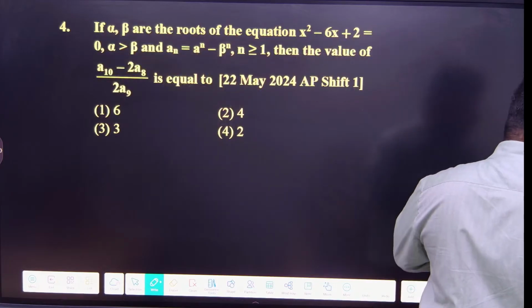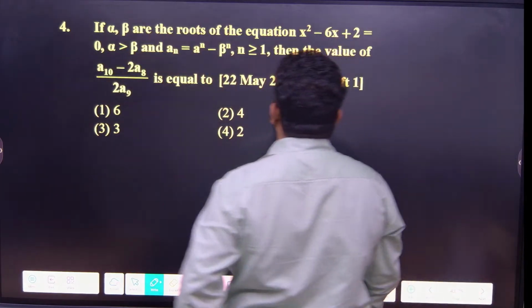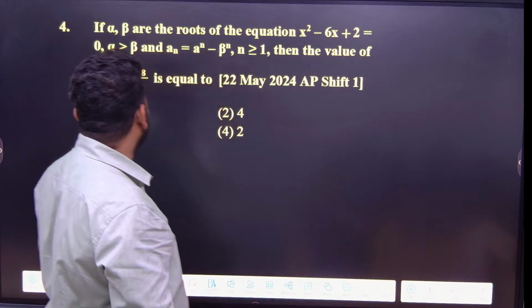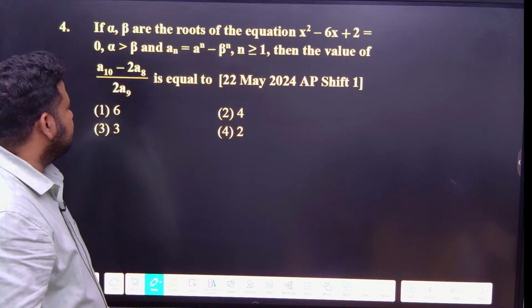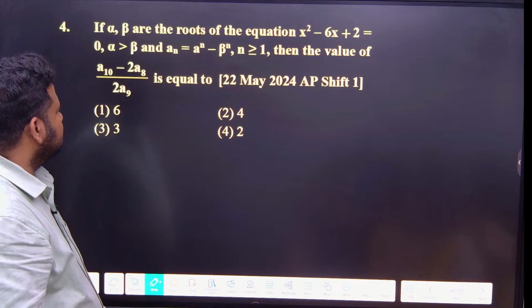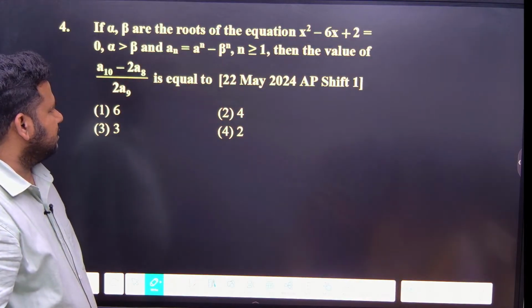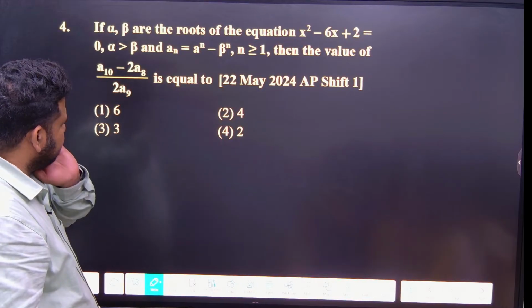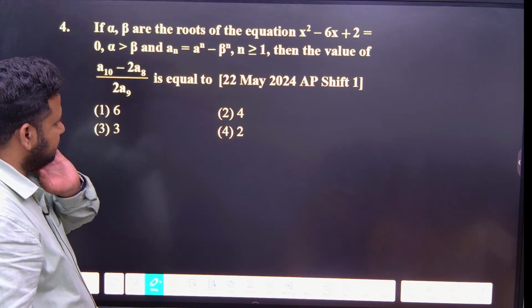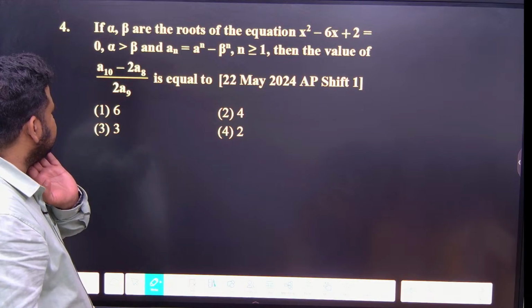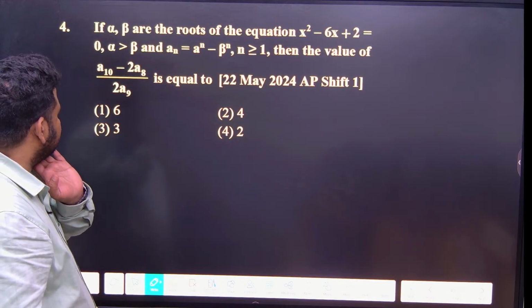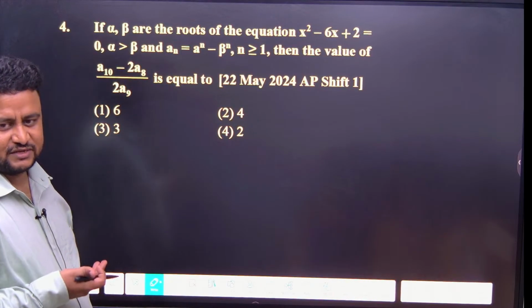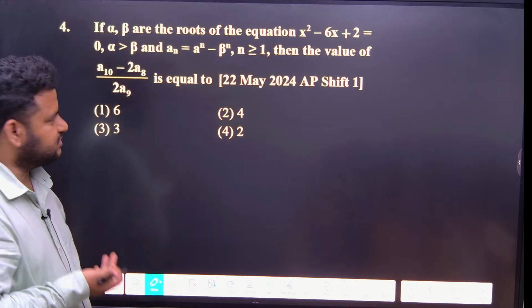Next question: if alpha, beta are the roots of the equation x square minus 6x plus 2 is equal to 0, alpha is greater than beta, and a_n is equal to alpha to the power n minus beta to the power n, where n is greater than or equal to 1, then the value of (a10 minus 2a8) by 2a9. That is nothing but S_n, instead of S_n they have given a, nothing changes here.